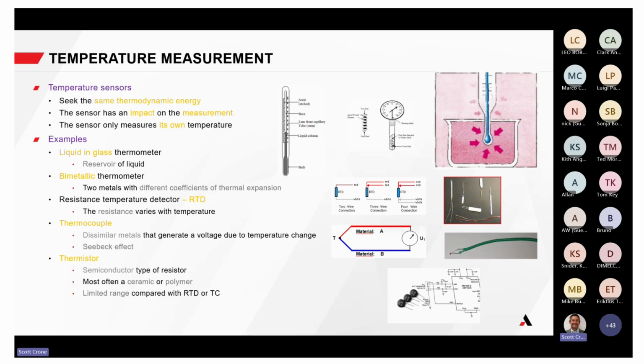One of the other sensors that's a little bit more prominent these days is a thermistor, and it's a semiconductor type of resistor, and it's either a ceramic or a polymer. It's limited range compared with an RTD or a thermocouple, but what they typically do is they're going to have a positive or negative temperature coefficient, and as temperature changes, they're going to conduct or not conduct. They're not so much used for a reading, but they're used to create functions within circuits.